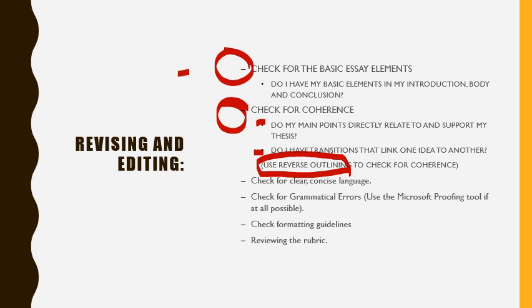So after I complete these steps, I would definitely check for clear and concise language. That's something that you should have reviewed earlier this week, how to make your sentences more clear and concise by cutting redundant language, right? So that's the next thing I would check for. After I had done that, I would check for grammatical errors. Again, I would use the Microsoft Proofing tool if at all possible.